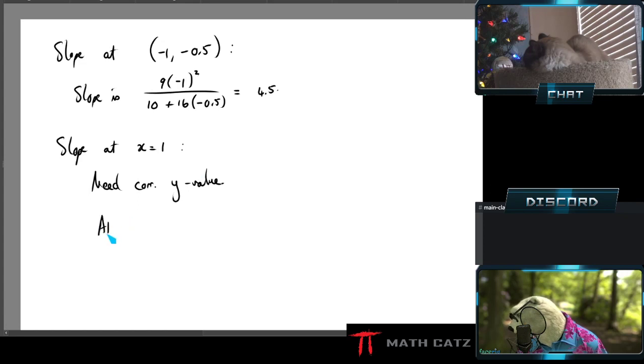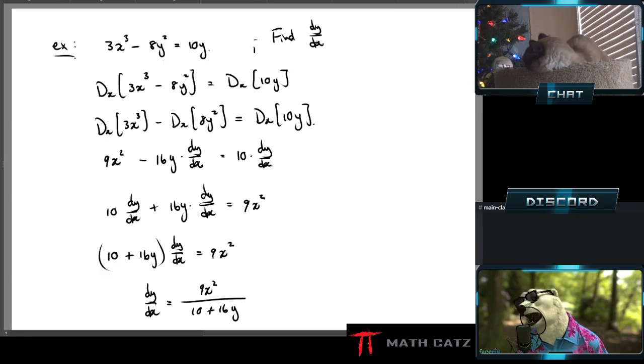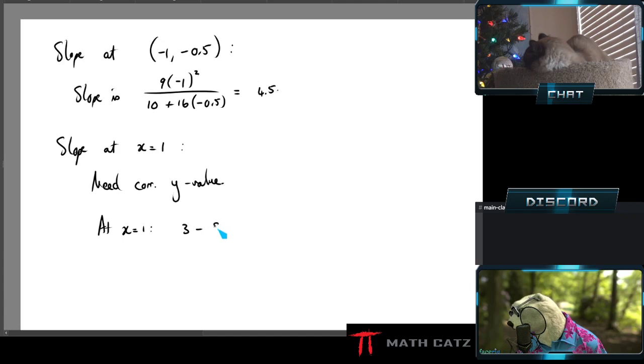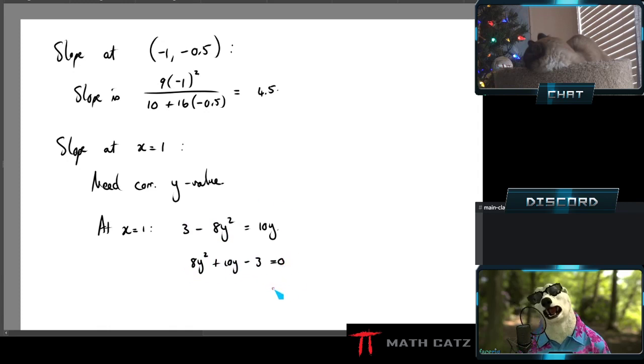Let's say here at x equal to 1, I have 3 minus, because it's 3 times 1, minus 8y squared equal to 10y. And I have to solve for y. Let's clean this up a little bit. 8y squared plus 10y minus 3 equals 0. Move everything to the right. And now I just have to solve for y. Quadratic formula.